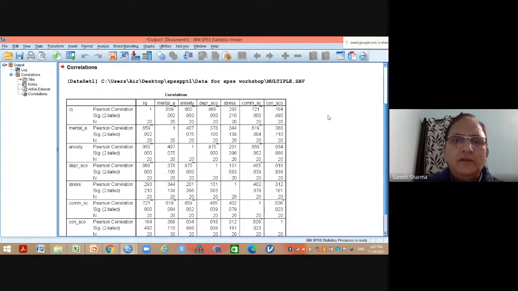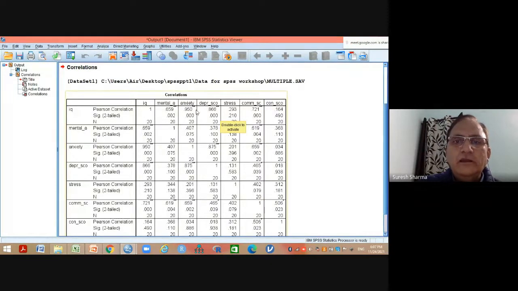First thing. Look at the next correlation. IQ with anxiety, 0.950. Again, the P value is significant. Star is there. So that means IQ is also related to anxiety. Good. Let's look at the depression score. Again, there is a star. P value is significant.